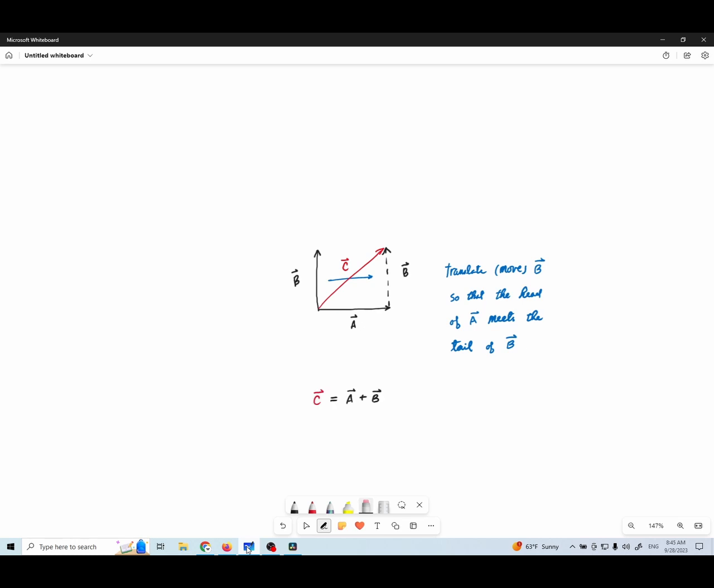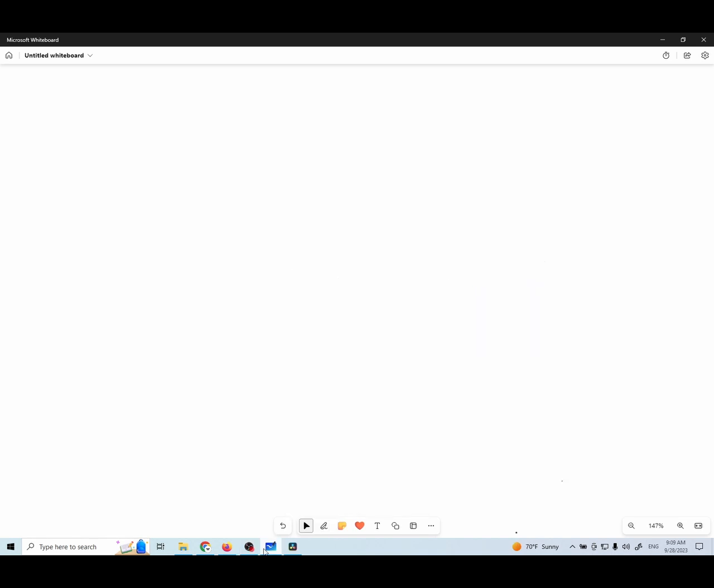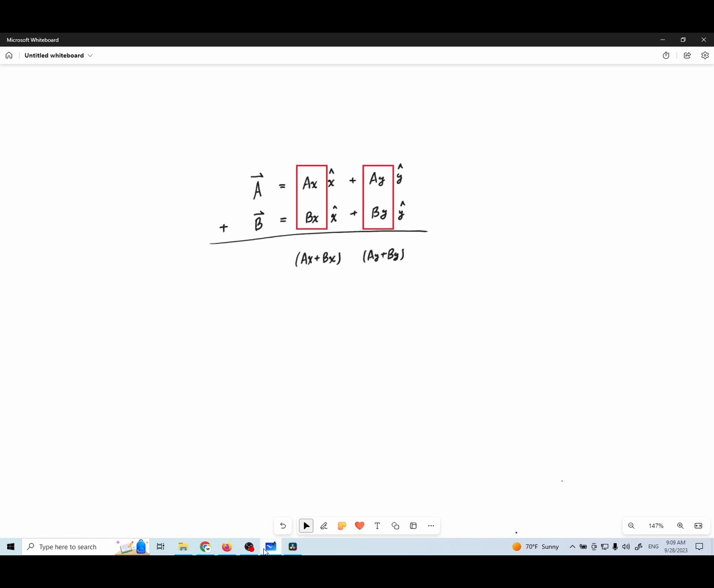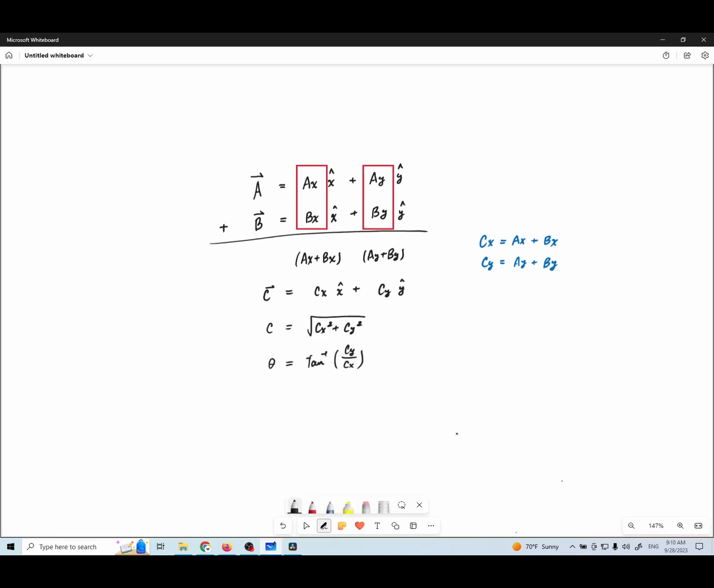Vector addition can also be done using the component forms of the vectors. When given two vectors in their component forms, we simply line up the components, add the components together, column by column. The result will be a vector in its component form, for which the magnitude and direction will again be calculated using the Pythagorean theorem and the arctangent function.